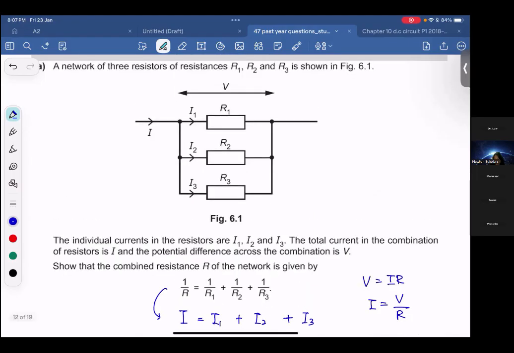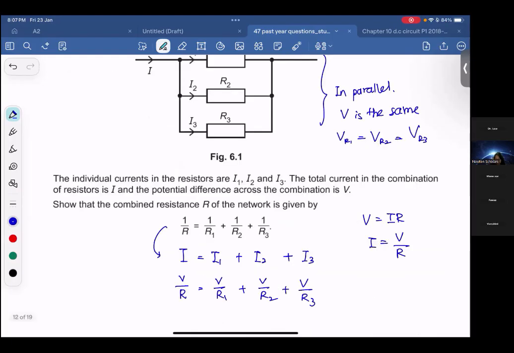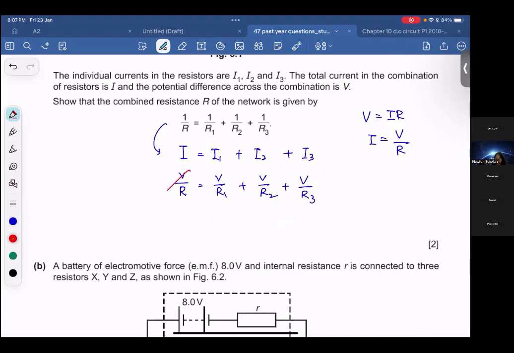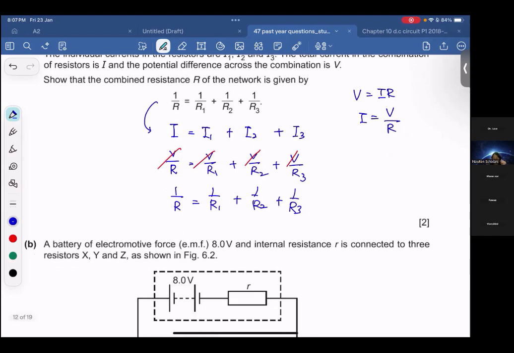As we told you, in parallel, voltage is the same. That means voltage for R1 equals voltage for R2 equals voltage for R3. They will be the same. So actually this V can be cancelled out. If you factorize it out, then you can cancel it out. So we will get 1 over R equals 1 over R1 plus 1 over R2 plus 1 over R3. So dear, this derivation, no need to memorize, but use the technique to know how to derive it. We start from the current because in a parallel circuit, we are adding up the current.